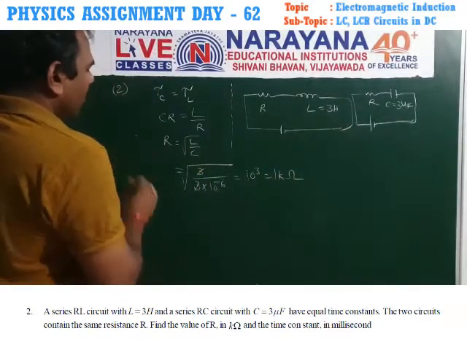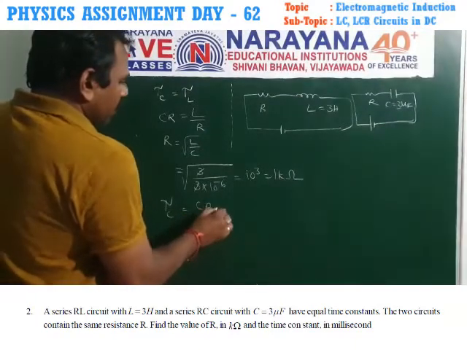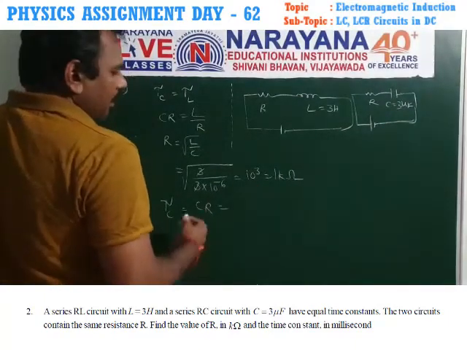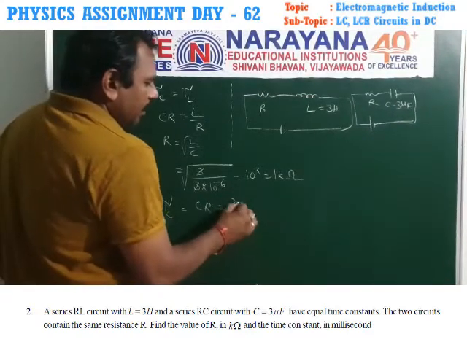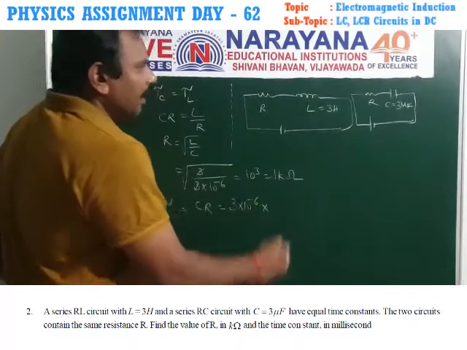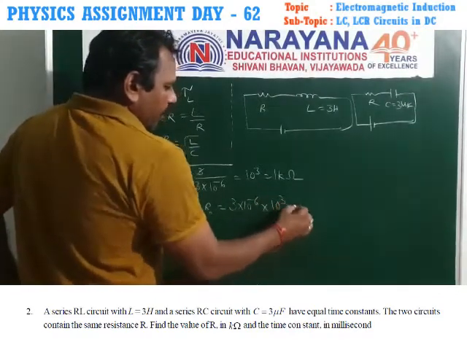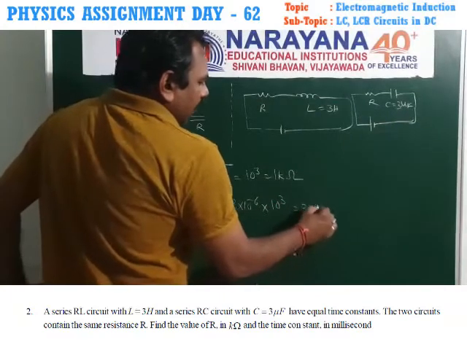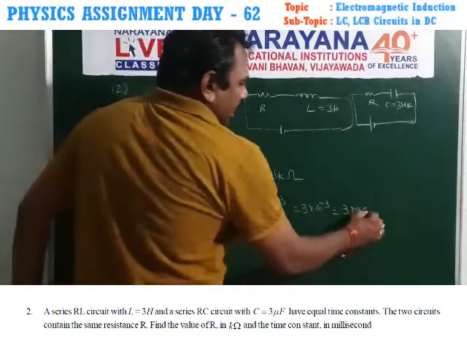But we have to find the time constant for the capacitor. That is C into R. So the time constant for the capacitor is C into R: 3 into 10 power minus 6 into the resistance value, 1 kilo, 10 cube. So finally 3 into 10 power minus 3, which is equal to 3 milliseconds.